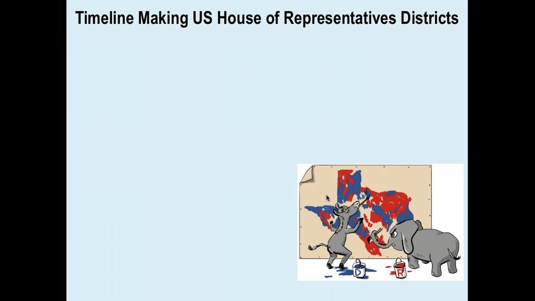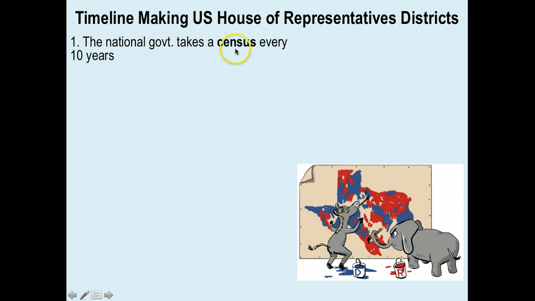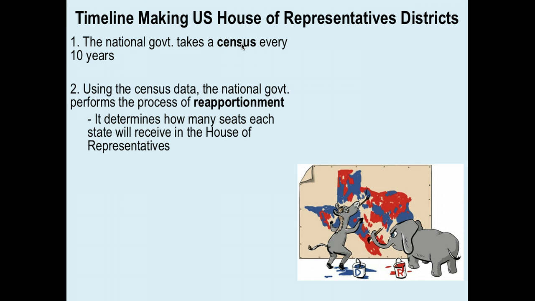All right, here is a very short timeline of how government at all levels, national and state, make House districts. So the first thing that happens is every 10 years, according to the Constitution, the national government takes what's called a census. And a census is a population count. And very simple, they measure where people are moving, where they're leaving, which tells us which states have lots of people, which states don't have lots of people. We'll talk about the implications of this in a few more minutes.